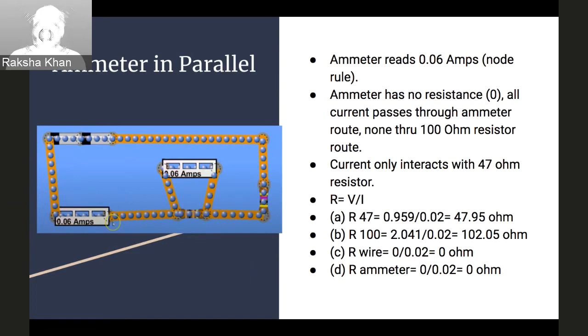And then to find the resistance at different points, we can use Ohm's law again, voltage divided by the current, and so we just substitute the values and we get the following results given here on the right.